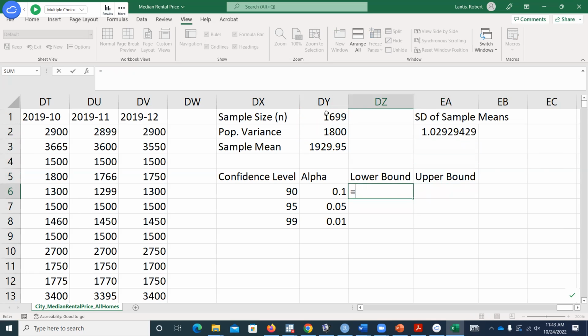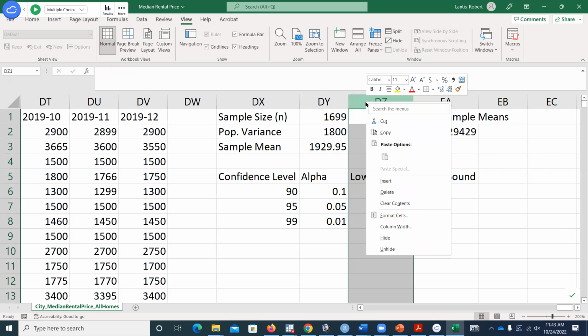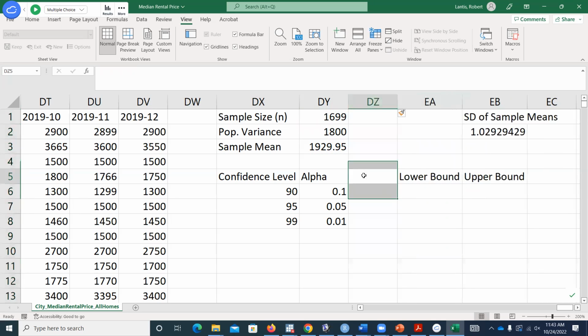So I go down here. Well, how would I find my lower bound? I'm just taking my sample mean. I'm subtracting the number of standard deviations where I need to go. Okay, well, this is another thing where I don't have that Z value yet. So I'm actually going to insert a column here. So I just clicked on this column, right clicked, I'm going to insert. Right? Because I need to know that Z value, okay? Well, how can I find that Z value? I know it's the value that gives me alpha over 2 in each tail, right?